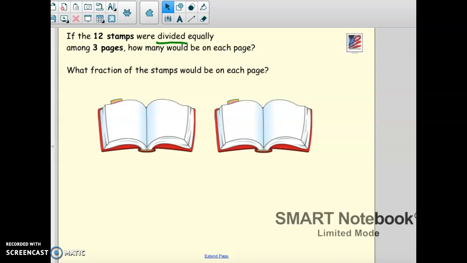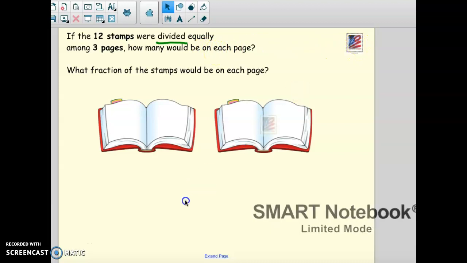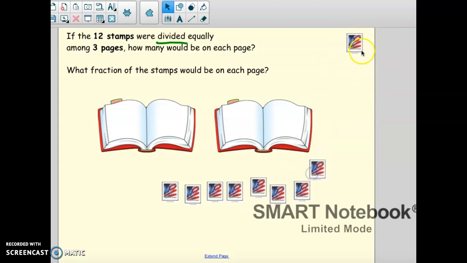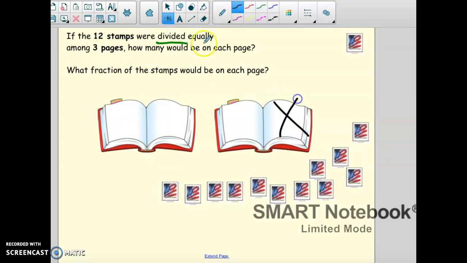Let's try another. Instead of 2 pages, let's try 3 pages. It says if there are 12 stamps divided equally among 3 pages, how many would be on each page? So again, we have 12 stamps. 1, 2, 3, 4, 5, 6, 7, 8, 9, 10, 11, 12. Again, you can use your counters or your small collection as well. And I'm sorting them equally between only 3 pages. So I'm just going to cross this last page out because I don't need it.